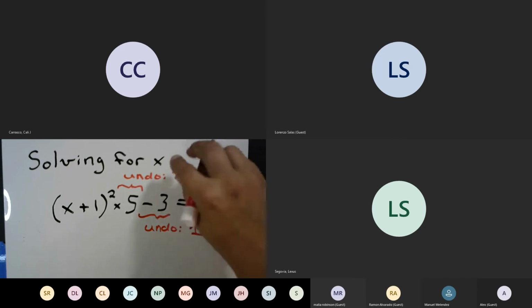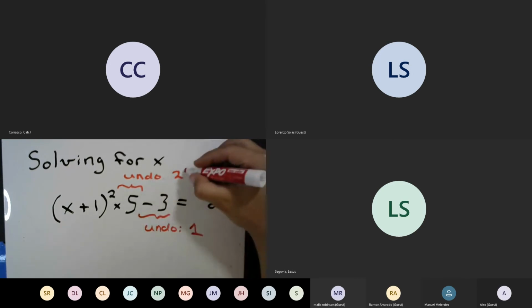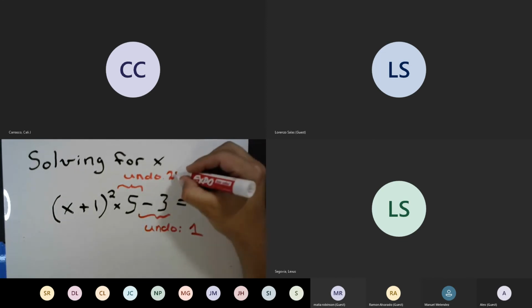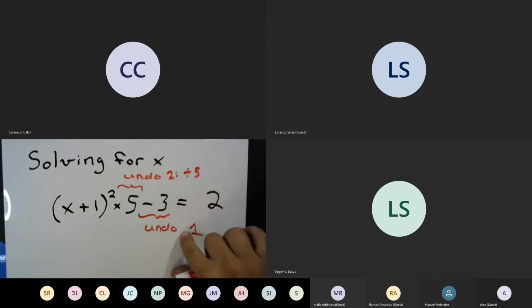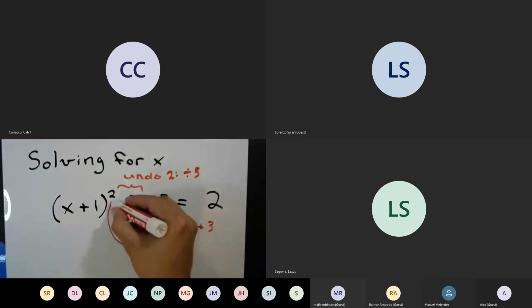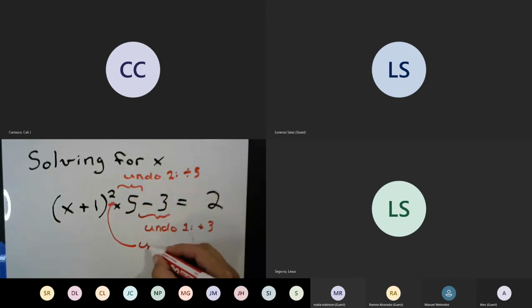In fact, let me write this a little differently. Our second undo, we'll divide by 5. This will be our first undo. We'll undo it by adding 3. This here will be our third undo.